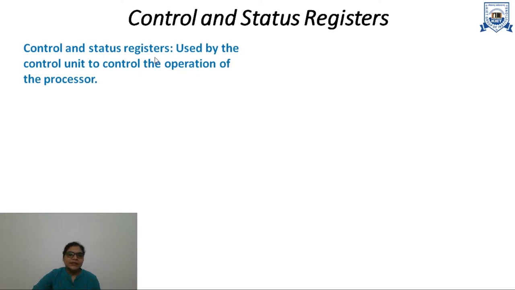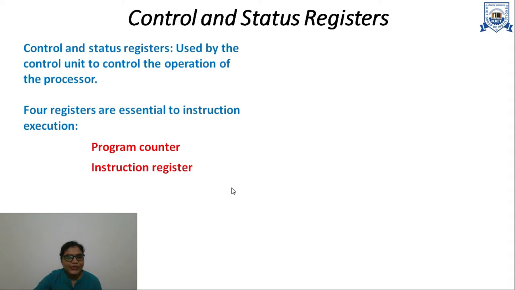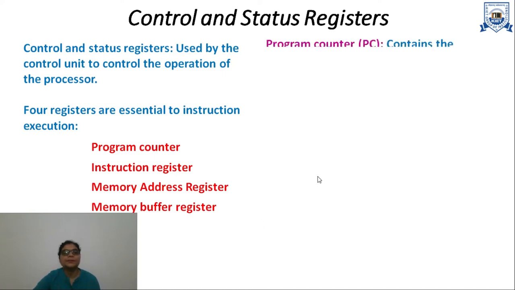Control and status registers are used by the control unit. These registers help in the working of a processor. The processor processes the instruction, or we can say the processor executes the instruction. Four registers are used in instruction execution, and these are the program counter, instruction register, memory address register, and memory buffer register, or memory data register.